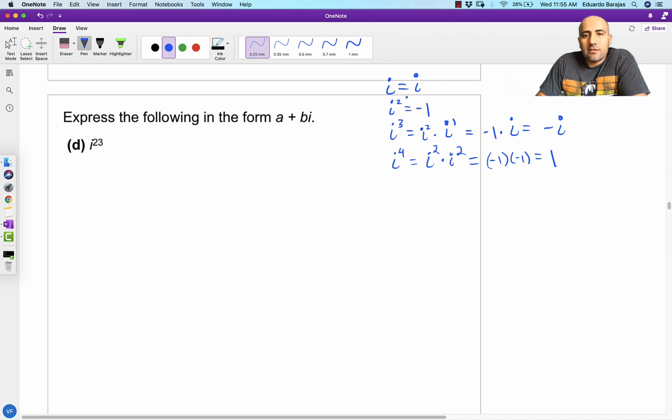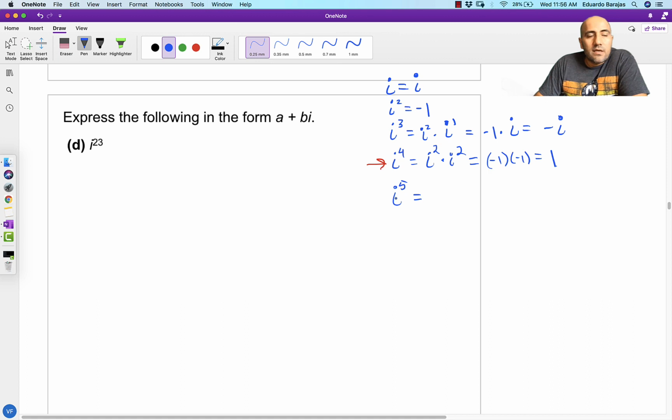Okay, so we have a nice little pattern for the first 4, and then once you go past 4, so you get to 5, then 6, then 7, what we want to use is this guy right here. We want to use the fact that i to the 4th power equals 1. Once we do that, then we can separate any higher power into little groups that have 4s in it, as many 4s as you can get in there, so that all those turn into a 1.